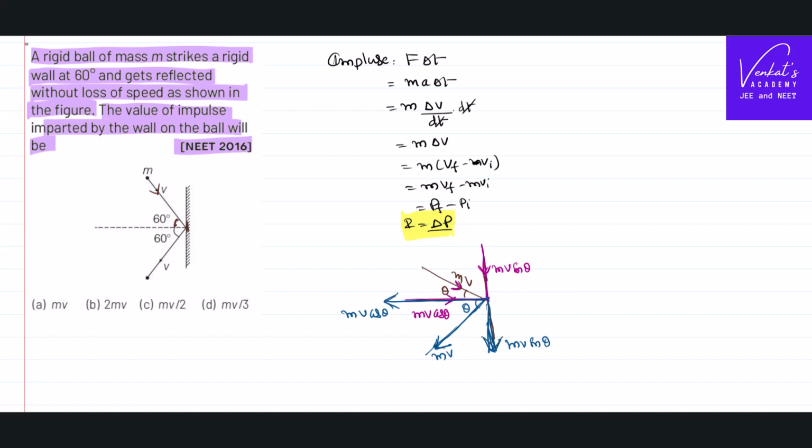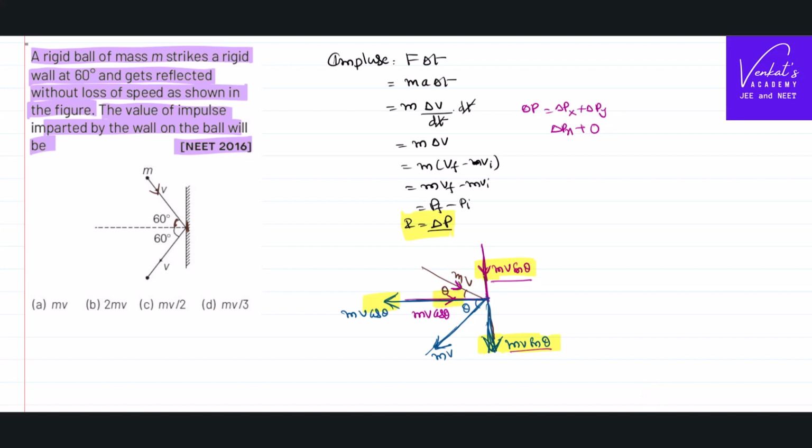So if you notice carefully, the mv sin theta of the first component is downward, and the second one is also downward. So there is no change in momentum or velocity along the y direction. But look at the x direction. It is initially towards the origin. Finally, it is away from the origin. So they are in opposite directions. So what we can understand is the change in momentum is the change along the x-axis plus the change along the y-axis. But the change in momentum along the y-axis is 0 because their magnitudes and directions are the same.